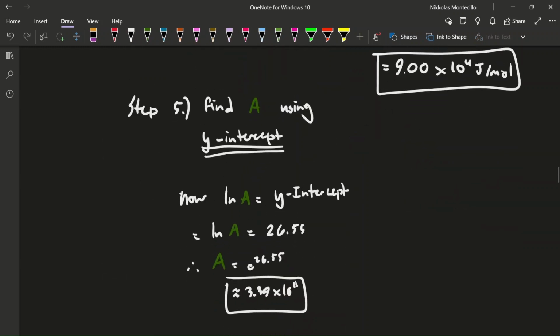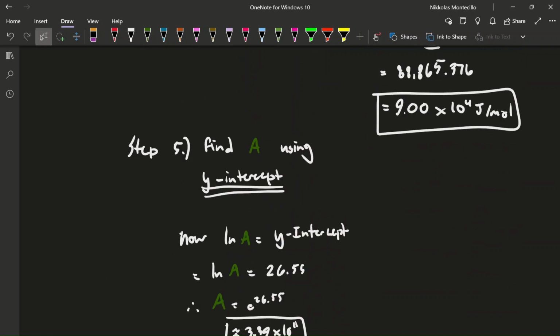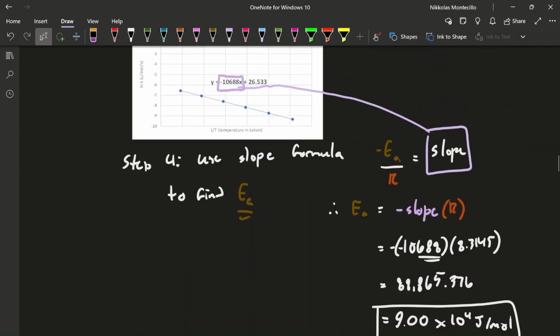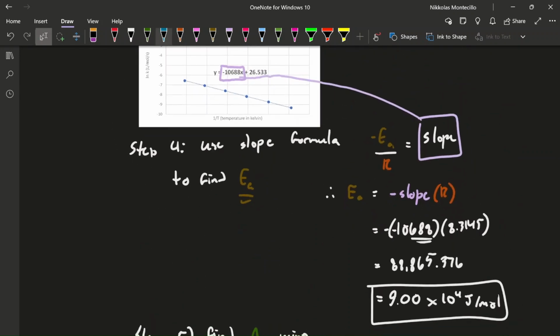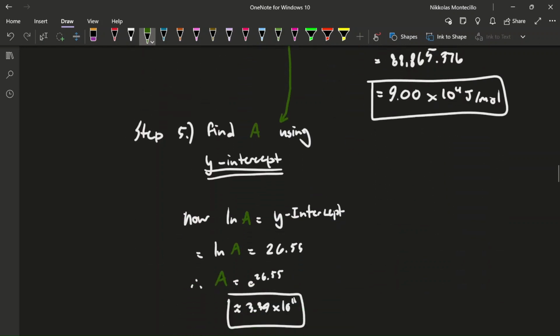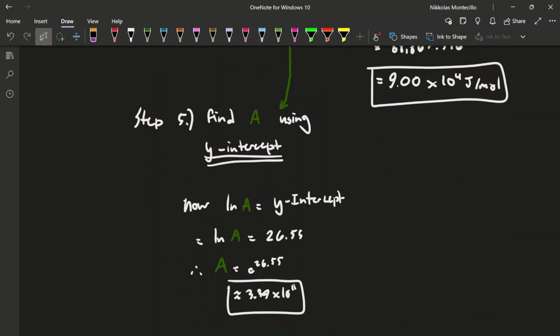And then lastly, step 5. So we want to find the Arrhenius constant using the y-intercept. Now, ln A equals the y-intercept, right? And in this case, we found in the example here that the y-intercept is 26.533, right? The natural logarithm of A equals the y-intercept.